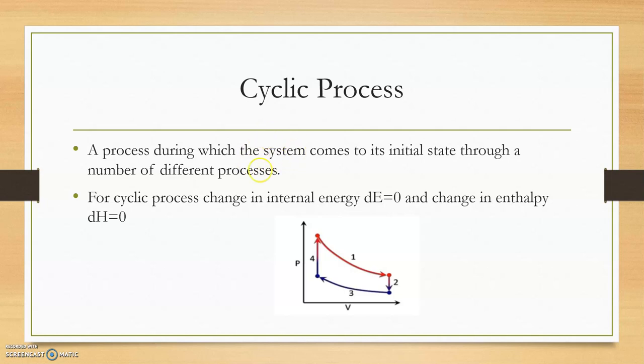If we see in this graph, if we consider this as the initial step, it involves many small processes to come again to the initial step. Such type of processes are called cyclic process.